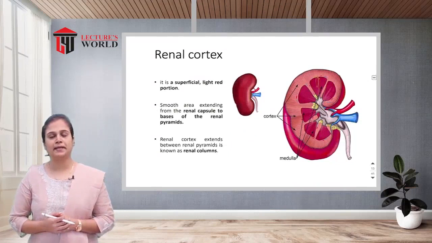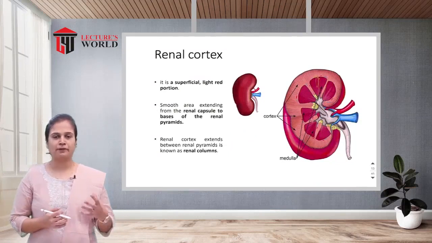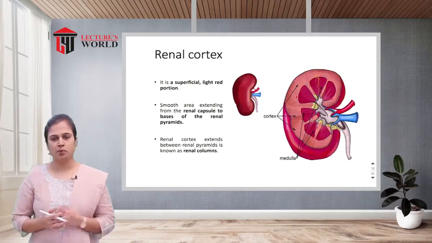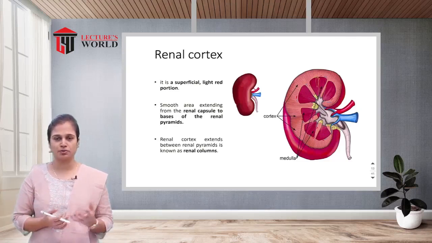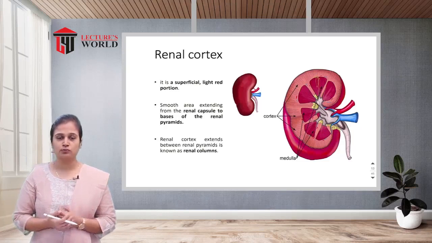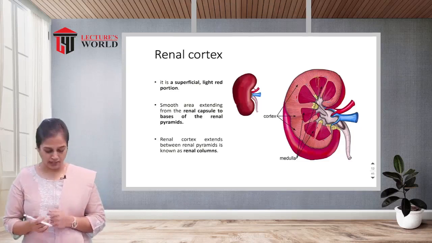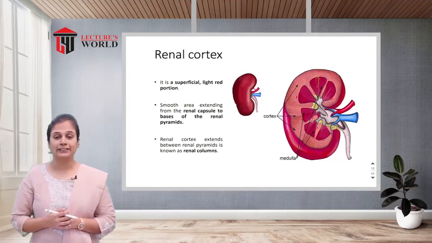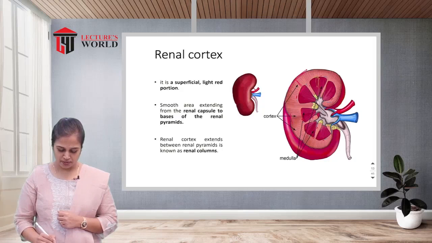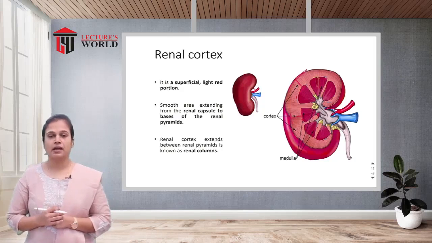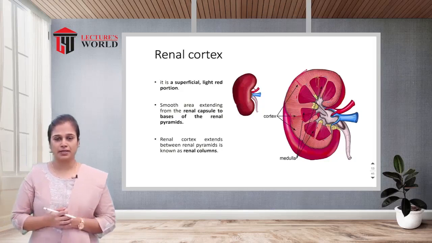Talking about the renal cortex, it is a superficial light red portion. The meaning of cortex itself is outer portion, the superficial portion. It is the smooth area extending from the renal capsule to the base of the renal pyramid. So this portion from here to here is called the renal cortex.